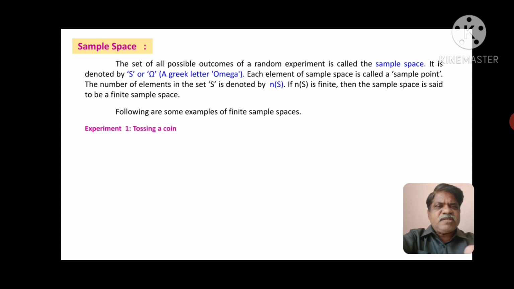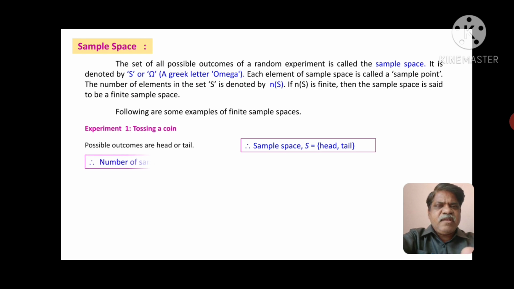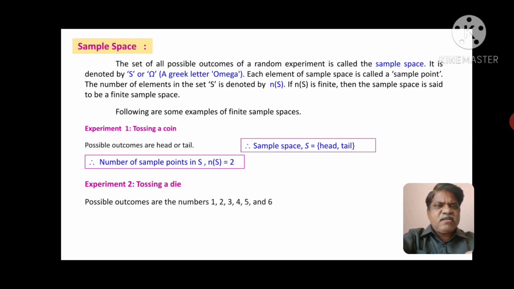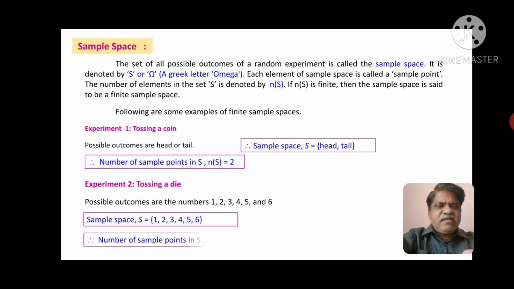Tossing a coin. If you consider this experiment, the possible outcomes are head or tail. Therefore, sample space S is {H, T}, written in curly brackets. Therefore, the number of sample points in S is n(S) = 2. Let us take one more example. Tossing a die. Possible outcomes are the numbers from 1 to 6, that is 1, 2, 3, 4, 5 and 6. Therefore, sample space S is {1, 2, 3, 4, 5, 6}. So the number of sample points in S is n(S) = 6.